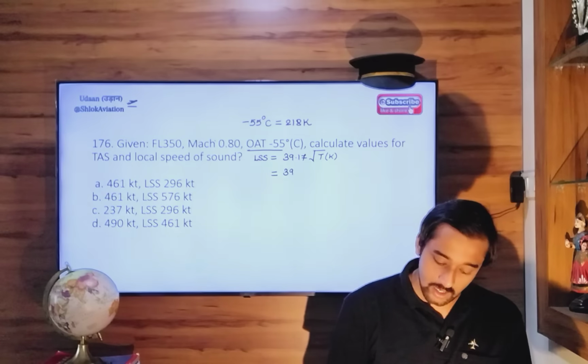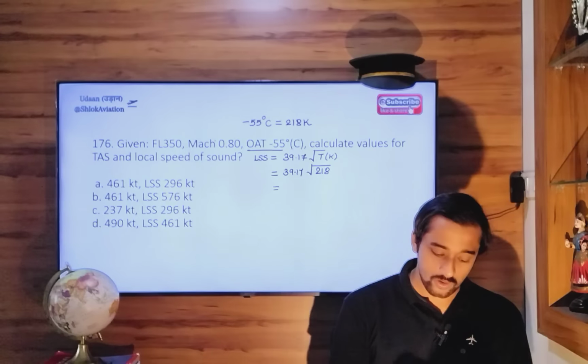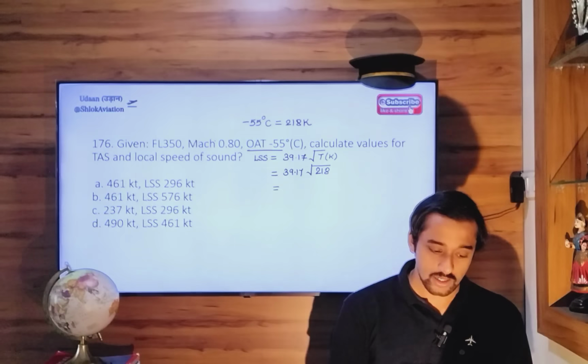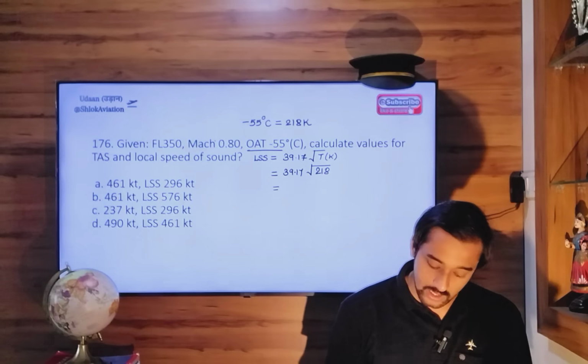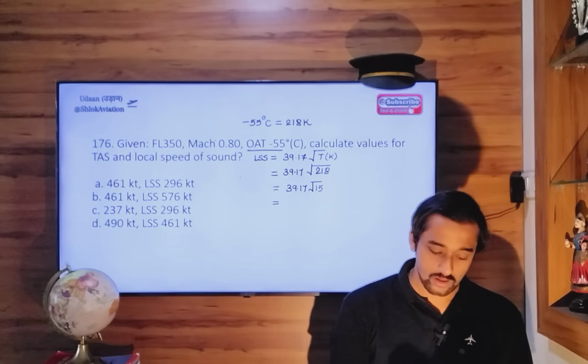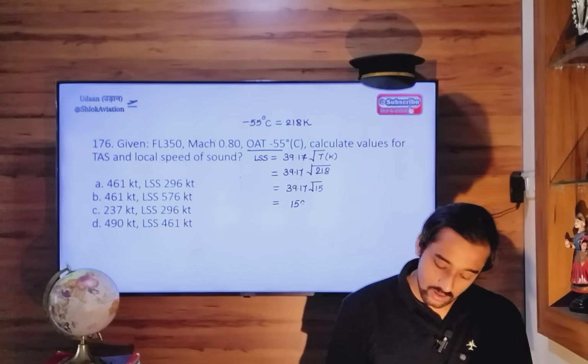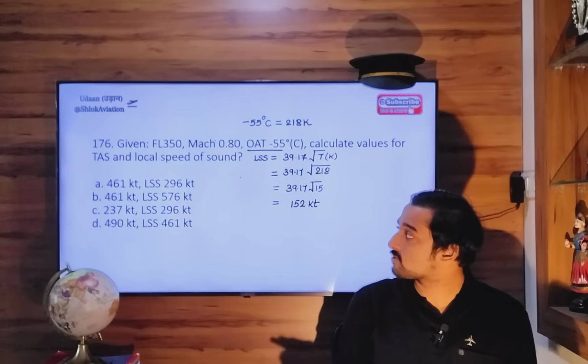Substitute the values: 39.17 square root of 218. The square root of 218 is 14.76, approximately 15. So 39.17 square root of 15 is equal to 152 knots. Okay, this is how you find local speed of sound.